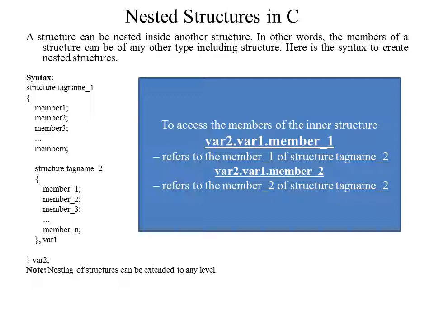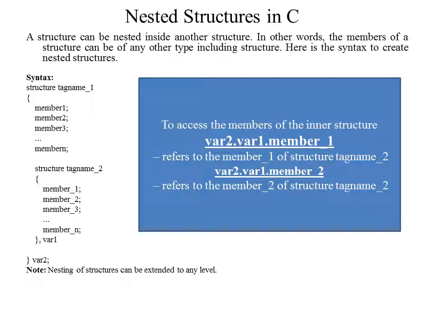I am again repeating, tag name 1 is the first structure in which I am defining all the members, and under tag name 1, one member is structure tag name 2. I have defined that structure and its variable is var1, and var2 is the variable of tag name 1. Now in the blue box, try to relate how to access the members of the inner structure. Outer structure is tag name 1 and inner structure is tag name 2.